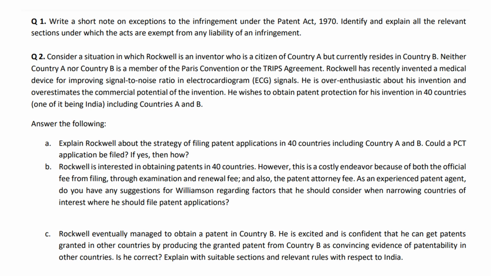So you have to answer 3 sub-questions. First question is part A. Explain to Rockwell the strategy for filing applications in 40 countries, including country A and B. Could a PCT application be filed? If yes, then how? Very easy.